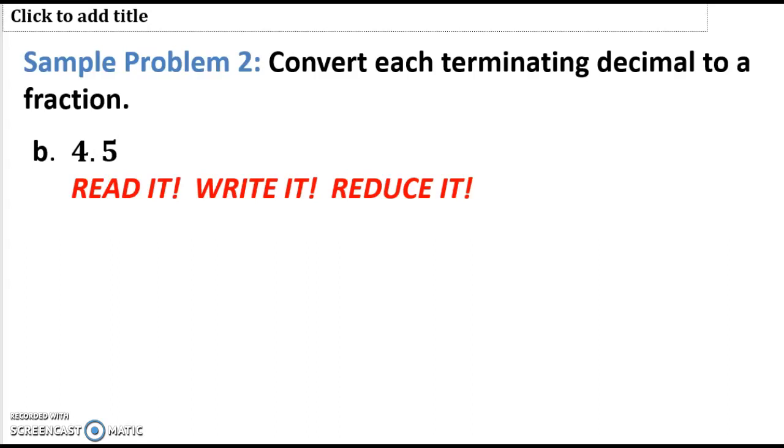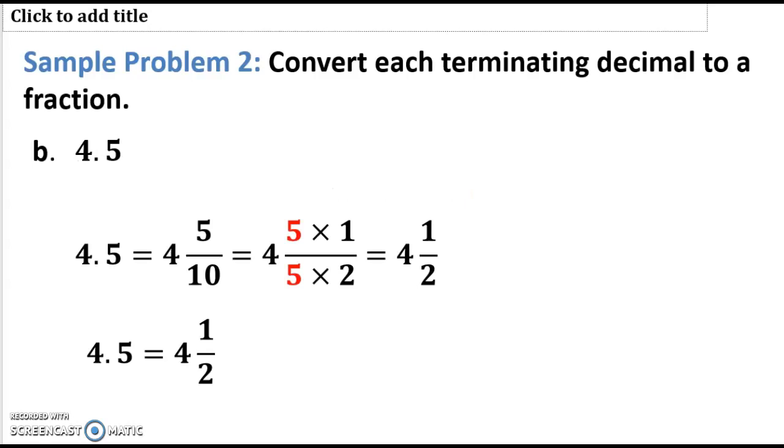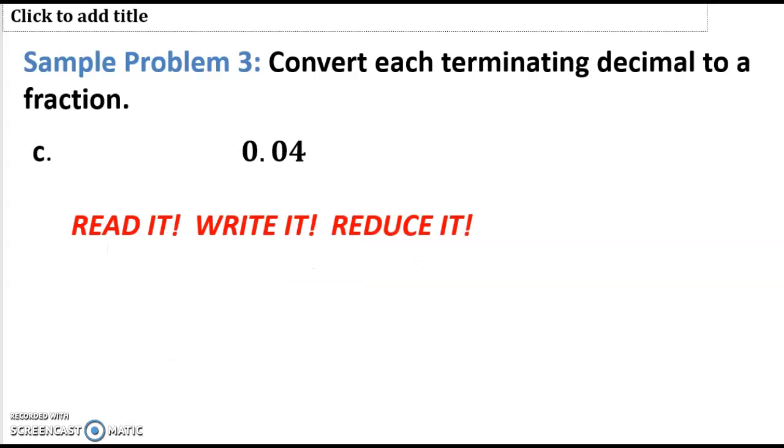So we're going to read it, write it, and reduce it. So here we go. I'm reading it as 4 and 5/10. I write it as that, see, 4 5/10. Then I reduce it by taking out a common factor of both numerator and denominator, which is 5. 5 divided by 5 is 1, and 10 divided by 5 is 2. So my reduced form then would be 4 1/2. Now you try sample problem 3 and see if you can do it.